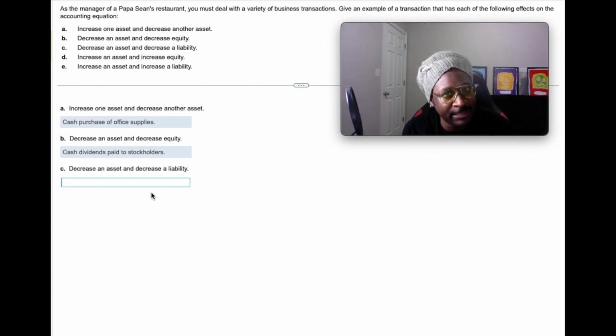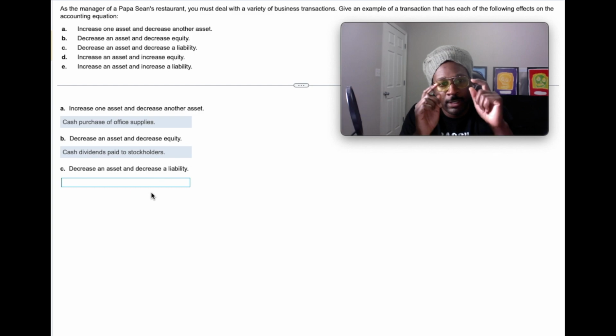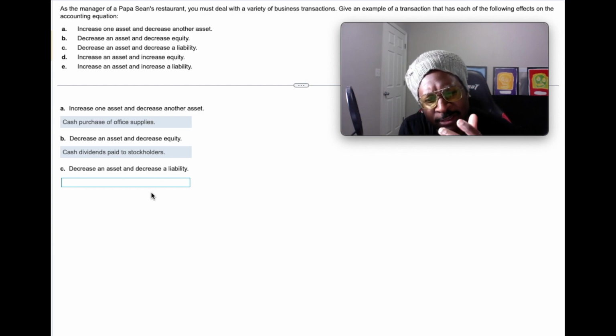99% of those liability accounts' last name will be payable, right? So what are we talking about with liability accounts? Accounts payable, notes payable, salaries payable, mortgage payable, utilities payable, all those particular payables. And so what situation will cause a payable to decrease, a liability to decrease?